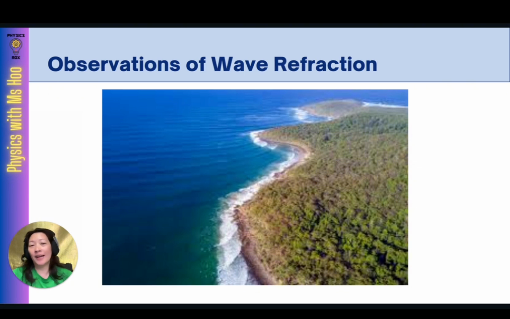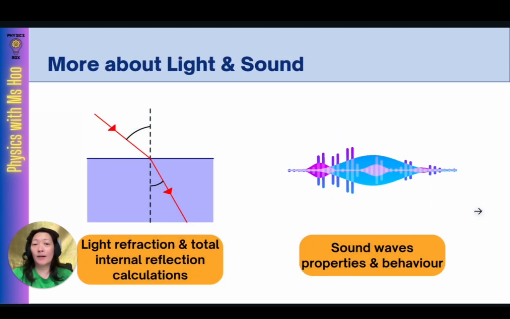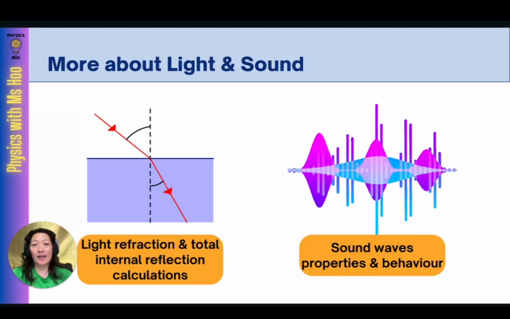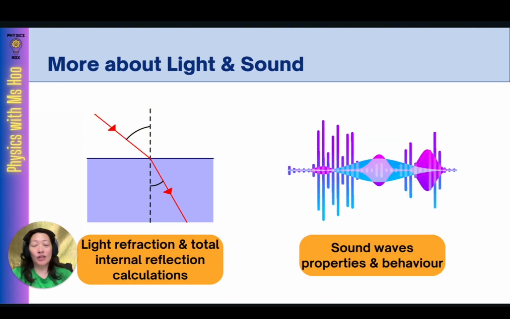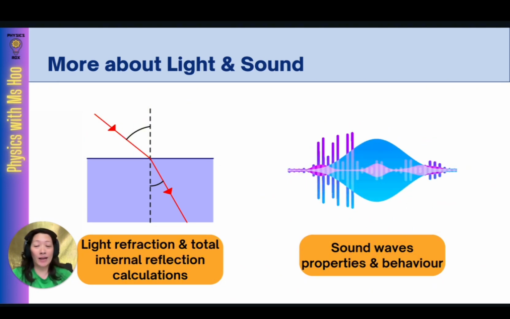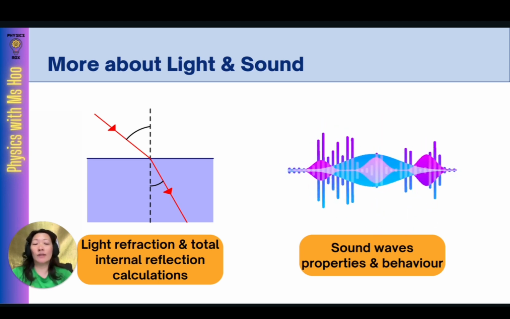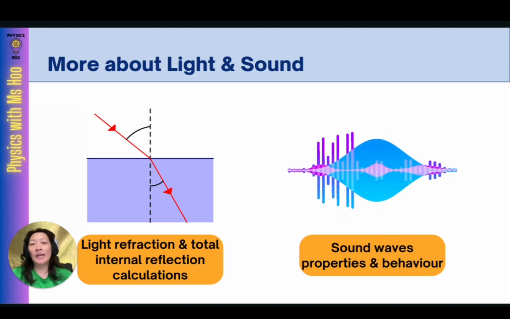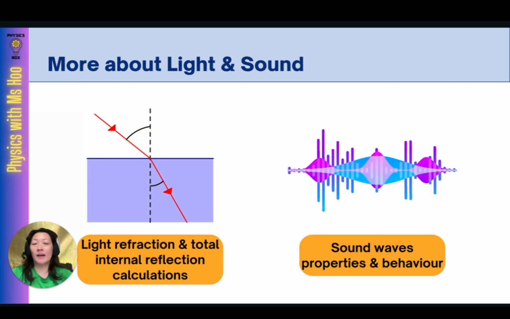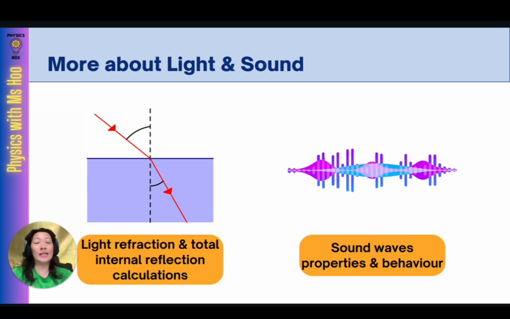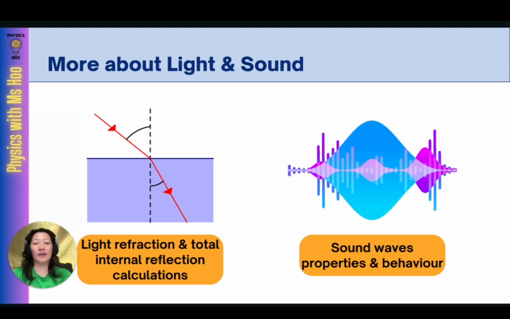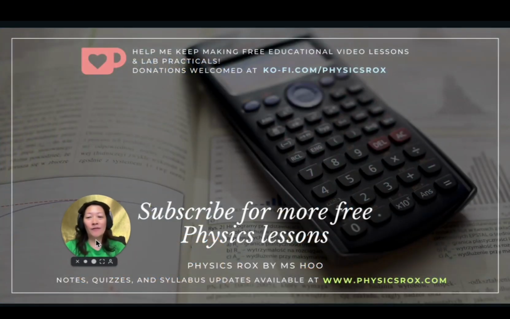For wave refraction in SPM and IGCSE, it's more of an overview focusing mainly on water waves. There's a lot more you do need to learn about light and sound. For example, in light, you need to learn about light refraction as well as total internal reflection in terms of the calculations. For sound, you need to learn about their properties and behavior, including a little bit about sound refraction. Now, these topics are a little bit long, so I've covered these in separate videos, which I'll put the links in the description below. For now, that is all for this video.